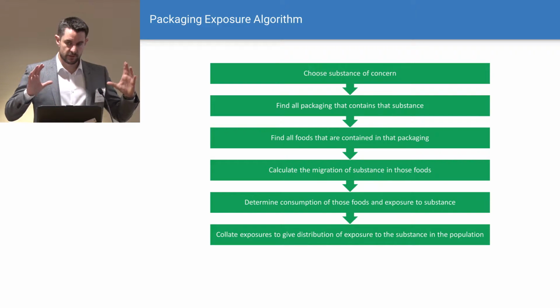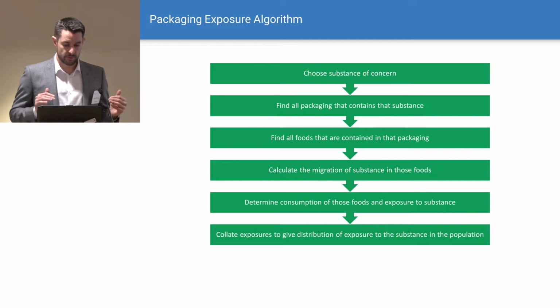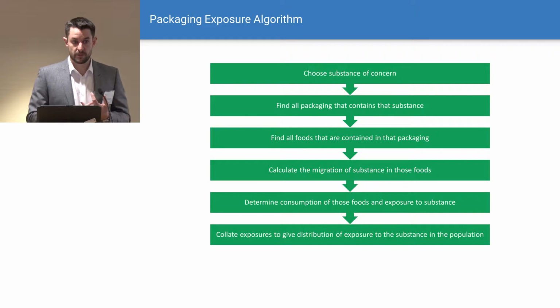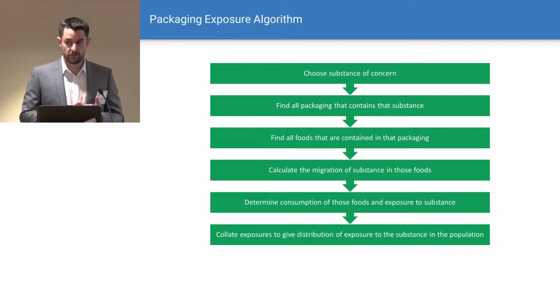Using that data, this is the kind of algorithm that we developed, and I'm going to step through it in a lot more detail. But the basic idea is this: you pick a substance that's present in food packaging. Given that you've started with a certain substance, you need to know all the food packaging that contains that substance, and then you need to know all foods that are used with that packaging. With that information, if you have a migration model, you can then calculate the level of migration into food, link it with the food consumption data, and having all of those inputs, then you can collate all your different combinations and look at what the distribution of exposure is in the population.